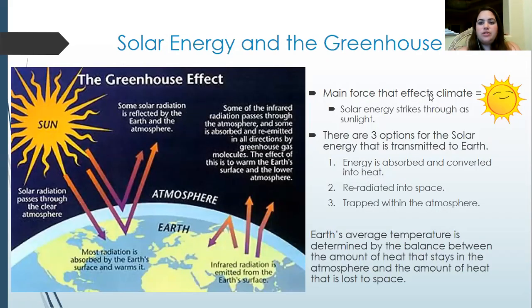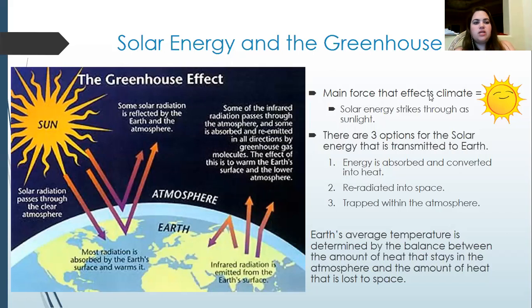Right, so solar energy and the greenhouse effect. Right, so the main force that affects climate is that jolly yellow circle to the right-hand side, which is the sun, right? Mr. Golden Sun. So the main force that affects climate is the sun. So solar energy will strike through as sunlight.